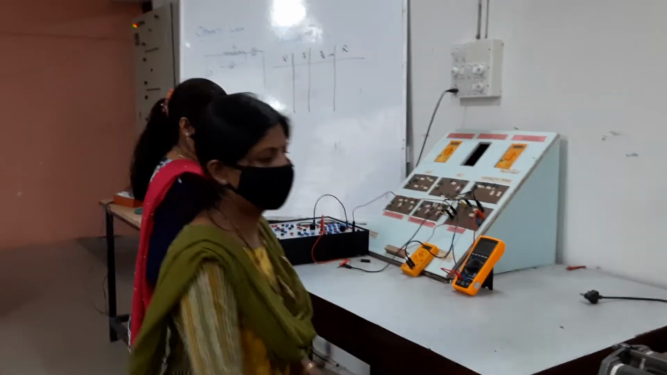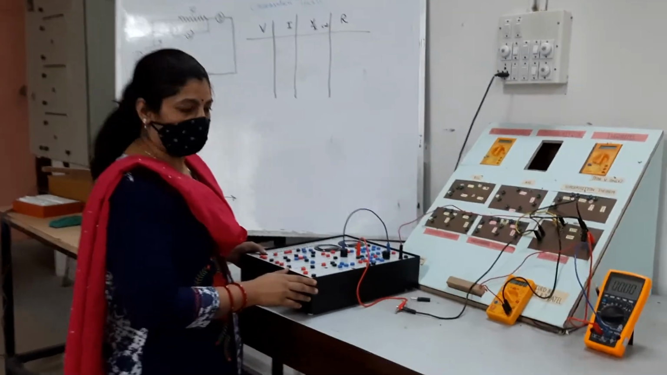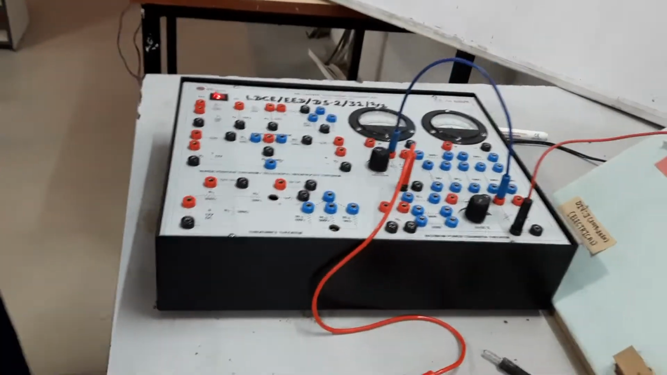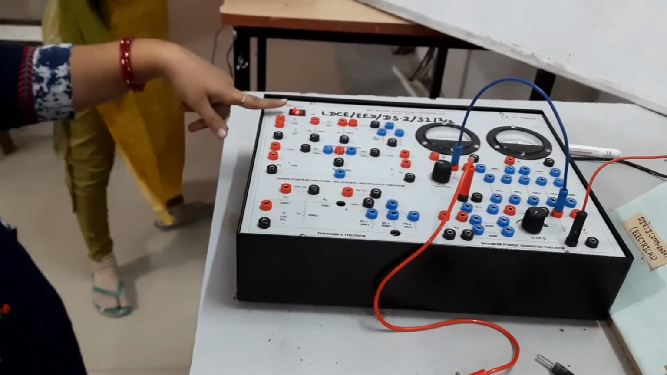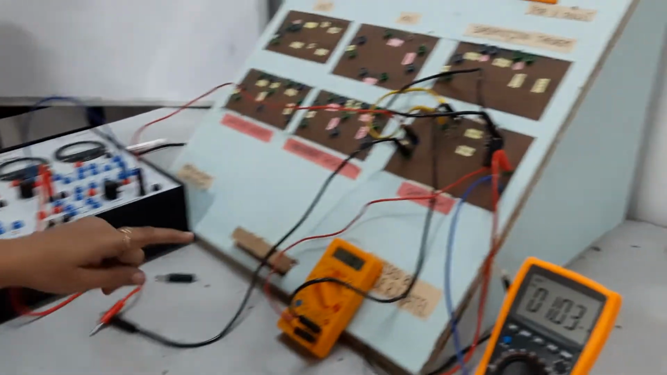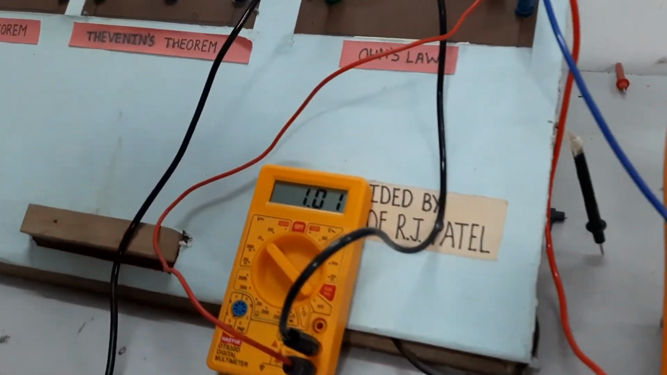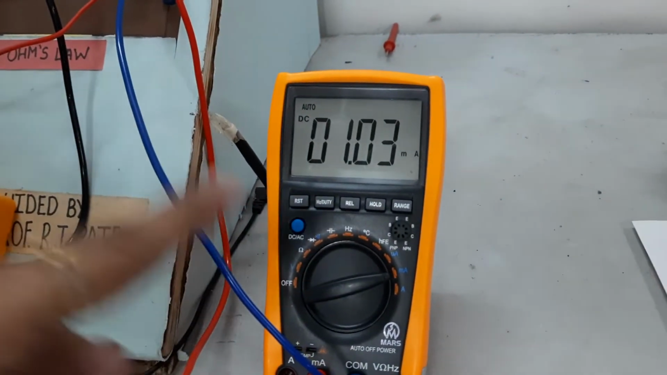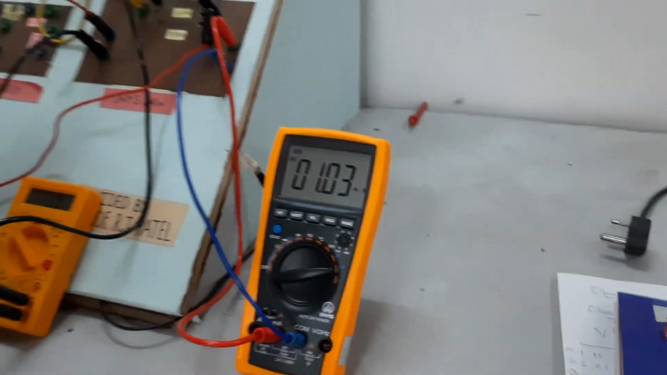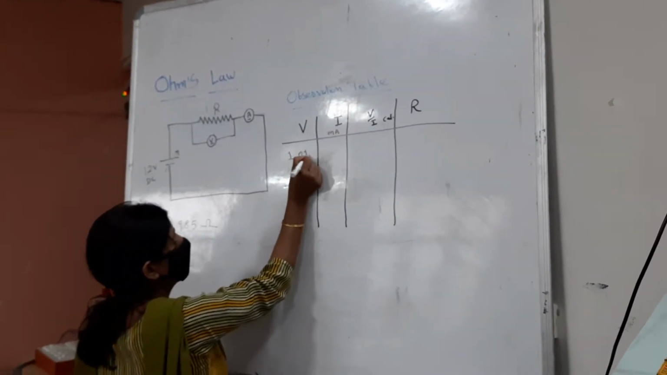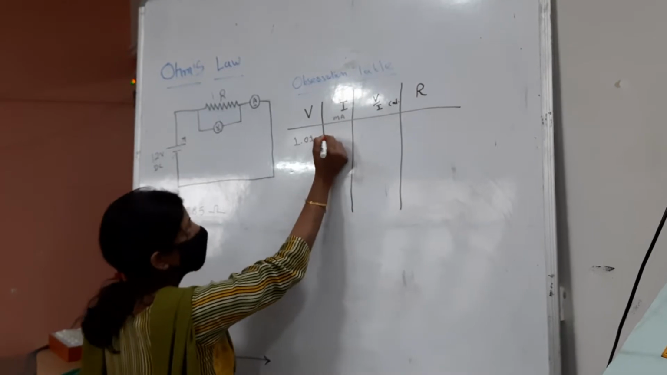First we will switch on the supply. With the supply switched on, an LED light will be available, which indicates that power is available. This is the first reading we have. I again repeat, this one is for voltage, this one is for current. What you can observe is voltage is 1.01 and at that time current is 1.03.